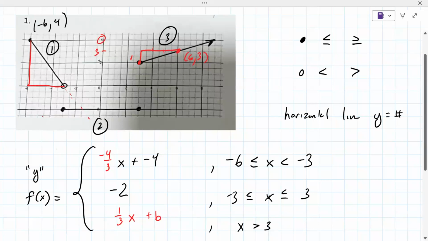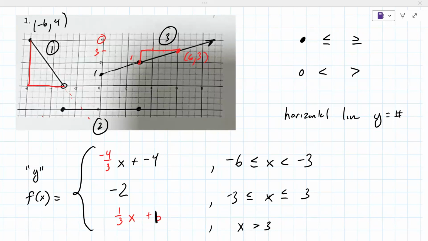Now this time you can extend the line and you can see where it hits. Where would it hit if you were to extend the line there? 1. There you go. So there's the b, because b is just the y-intercept, right? That's right.